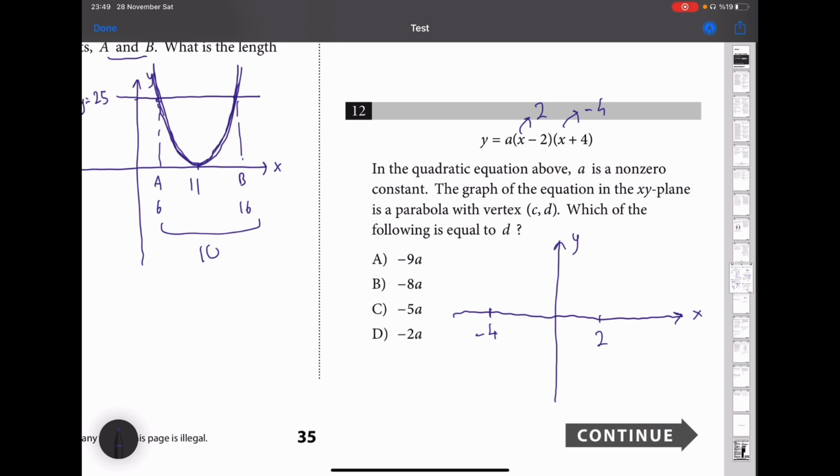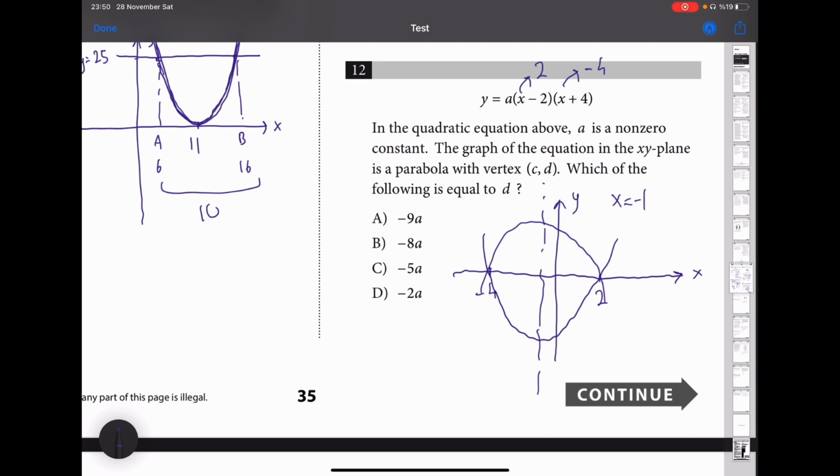So we know that a parabola is a symmetric shape, right? So this parabola will either have this shape from this symmetry or the opposite with this symmetry again. So I know that the vertex is on this line, right? The middle of these two points, which is x equals minus 1. So the x component is c, which is minus 1.